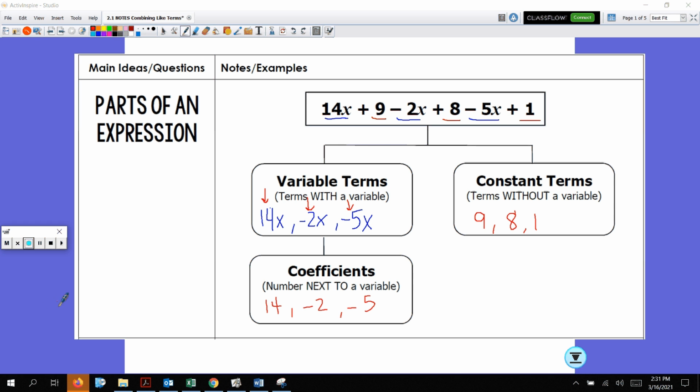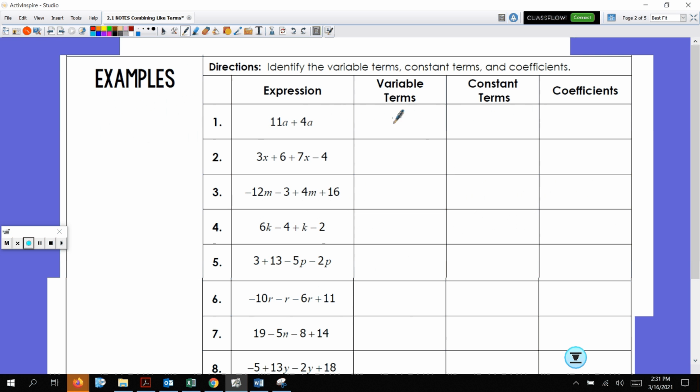All right, let's look at some examples and see if we can identify variable terms, constant terms, and coefficients. Here in example A, the variable terms are 11a and 4a. There are no constant terms. There is no number here without a variable, so I'm going to put a little slash through that. The coefficients, remember, come from our variable terms, the number in front of our variable. So 11 is a coefficient and 4 is a coefficient.